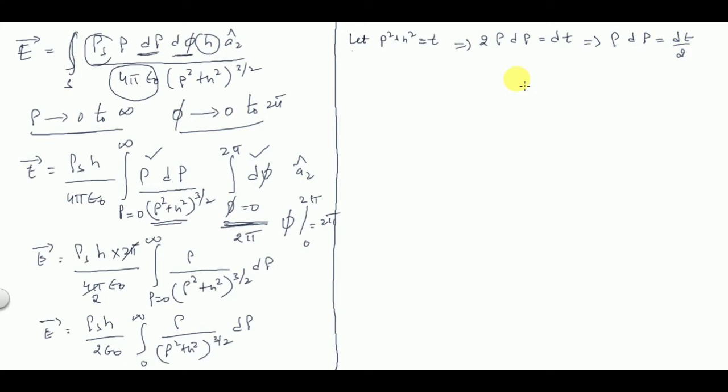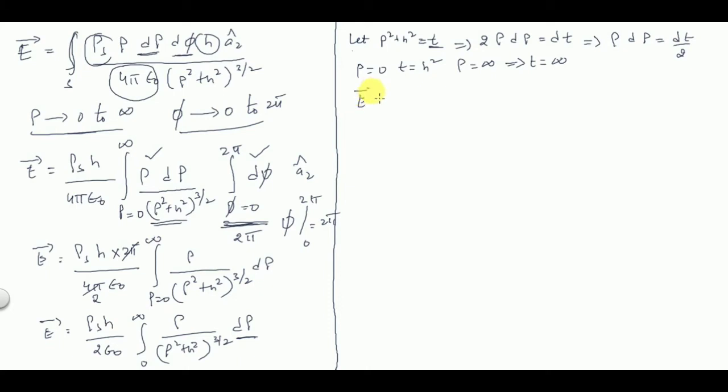So we are converting this integral in terms of rho into an integral in terms of t. So limits also change, right? When rho is equal to 0, then t is equal to h square. When rho is equal to infinity, then t is also equal to infinity, because rho square plus infinity is also equal to infinity.